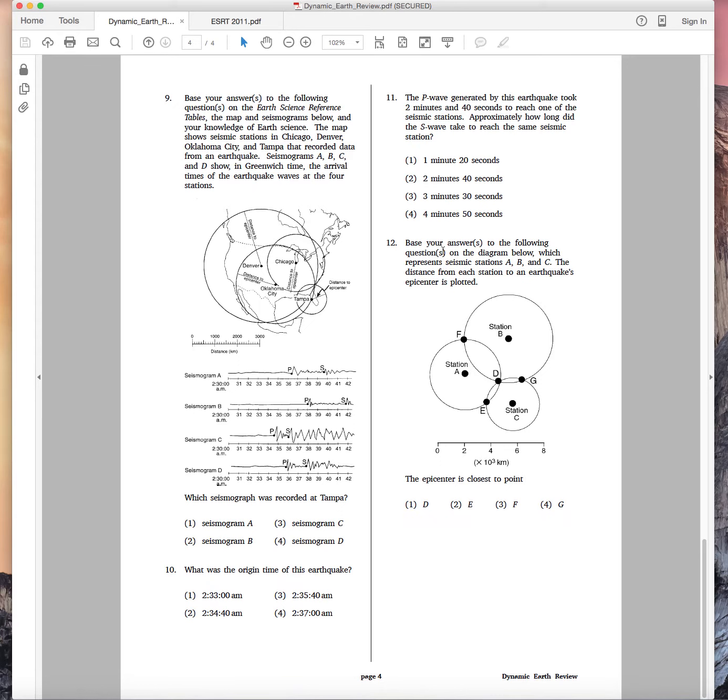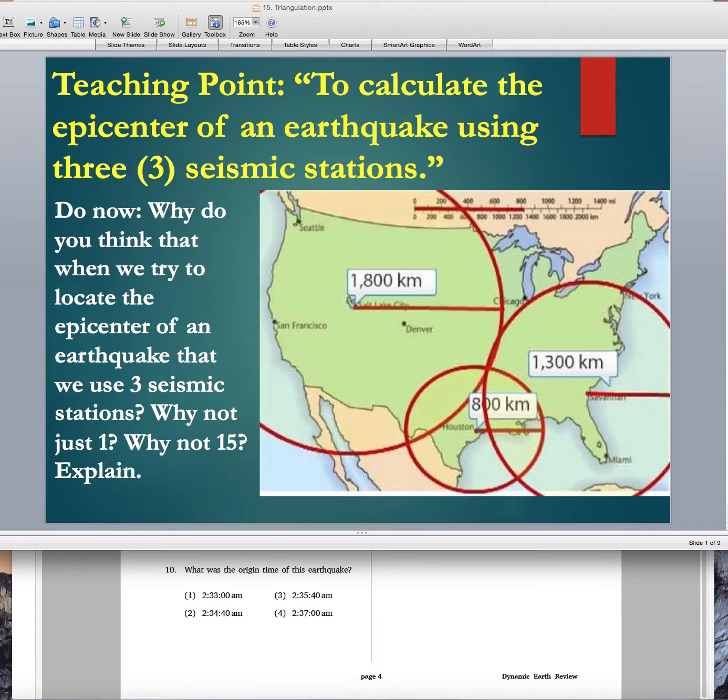Base your answer to the following question on the diagram below, which represents seismic stations A, B, and C. The distance from each station to an earthquake's epicenter is plotted. The epicenter is closest to point. All right, now we have station A, B, and C. And if you remember correctly, in order to triangulate, we need 3 stations, 3 circles. And where all 3 circles intersect is where we have the epicenter.